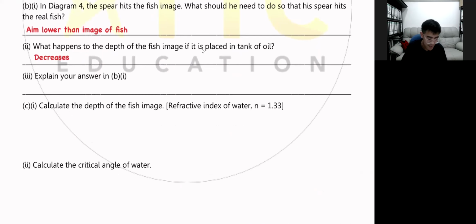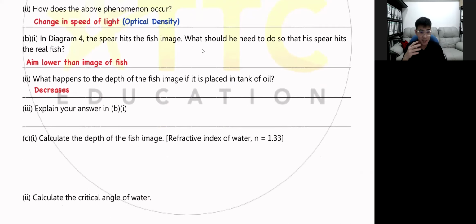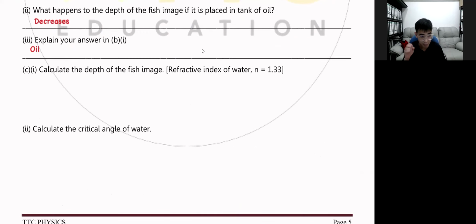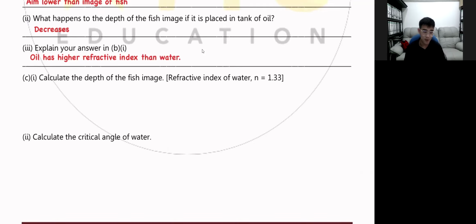And also you have to explain. That's why in question B3, the question asks you to explain. So this is because what? Because the oil has a higher optical density, or you can also use the word refractive index. Oil has a higher refractive index than the water. So that's why when you put the fish in the oil, the fish appears to be more shallow, nearer to the surface of the oil, compared to in the water. Okay, and then next one.